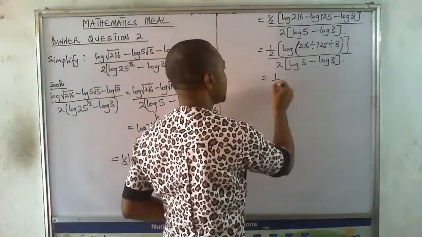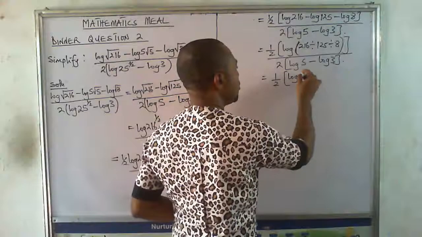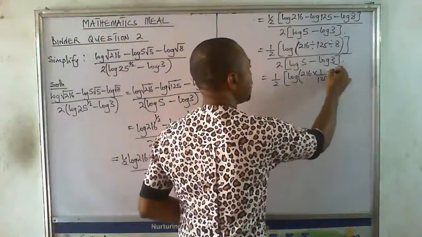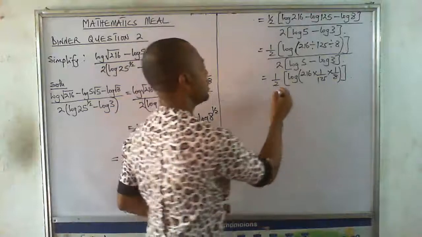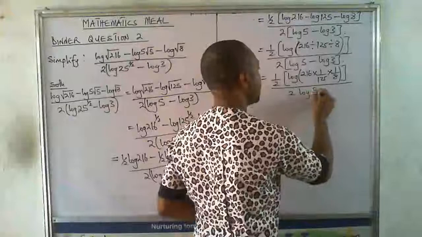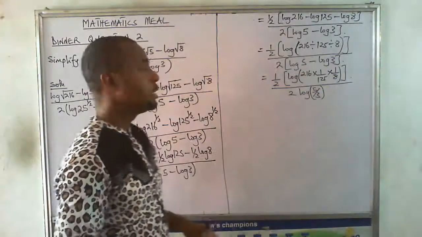Okay? This will give us half into log 216 times 1 over 125 times 1 over 8, okay? Divided by 2 log 5 over 3. We have this because of this subtraction, we can handle that.